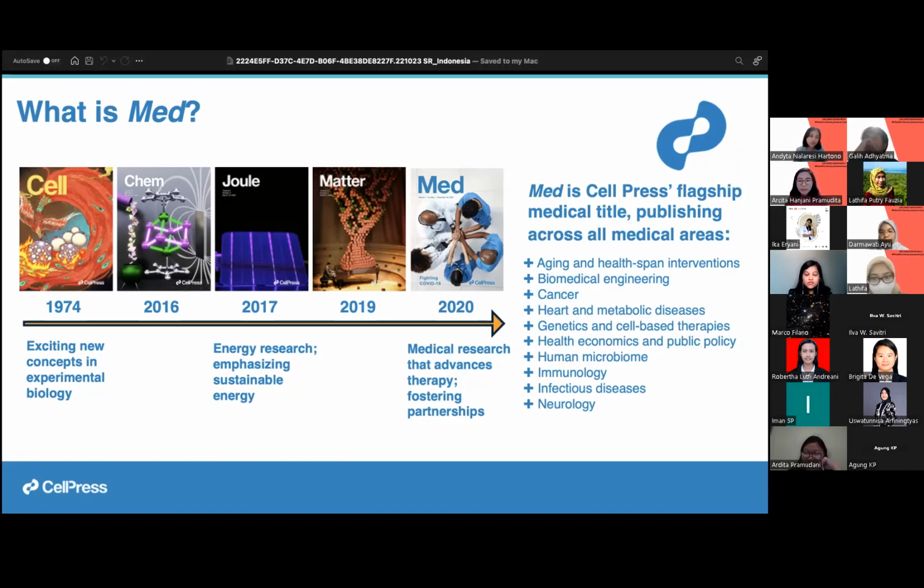In terms of subject matter that Med publishes, we publish across all areas of the health sciences and medicine. Some of those topics are listed there, all of the standard ones, but more than this as well. The one that's pretty obvious would be COVID. We've been publishing a lot of COVID content as well, in addition to all of this. Next slide, please.